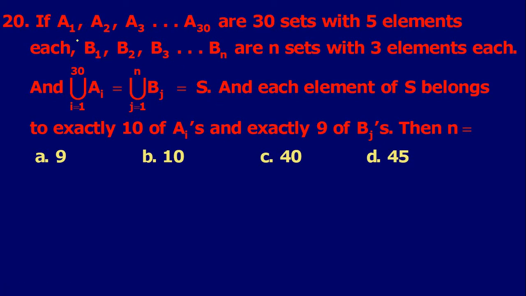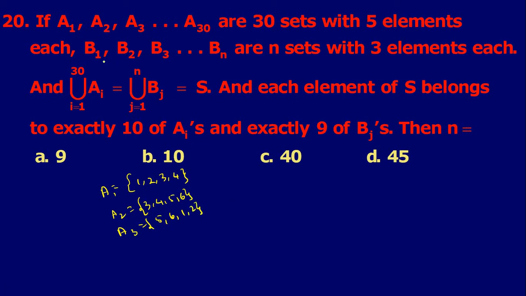Now here it is given A1, A2, A3 up to A30 are 30 sets with 5 elements each. I will give one example, so I will consider some sets. I will consider set A1 equal to 1, 2, 3, 4. Then A2, I will consider as 3, 4, 5, 6. Then I will consider A3 as 5, 6, and then 1 and 2.